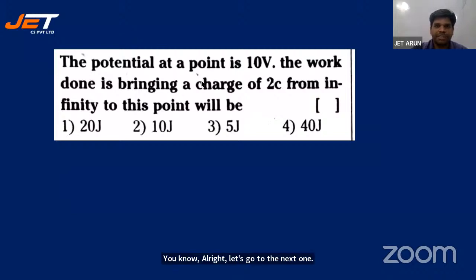The potential at a point is 10 volts. The work done in bringing a charge of 2 coulomb from infinity to this point will be. Potential is given, work done is asked. PD is potential difference, students. PD is a short form for potential difference. Okay, so what is the work done? Work done in bringing 2 coulomb charge from infinity to this point whose potential is 10 volts.